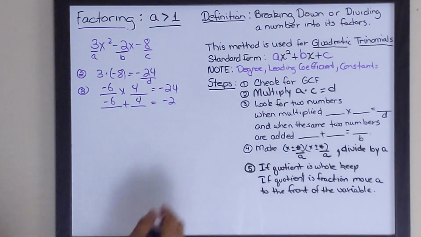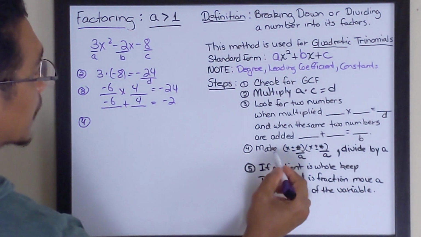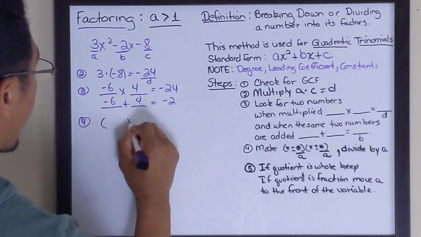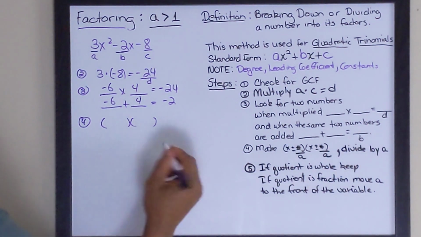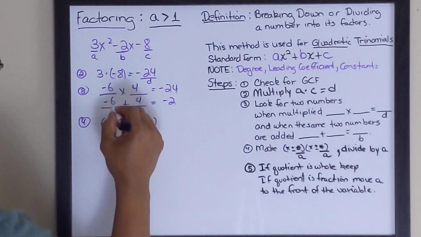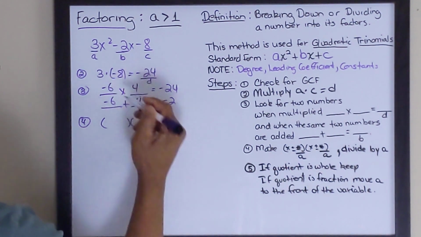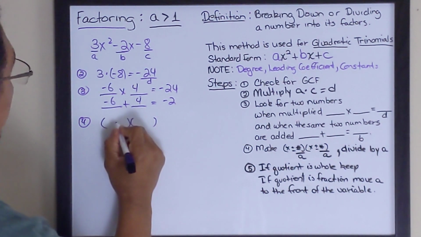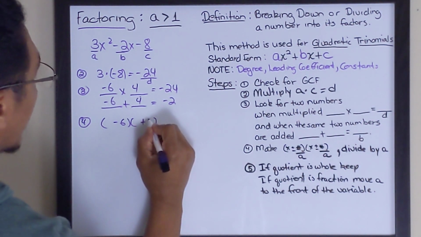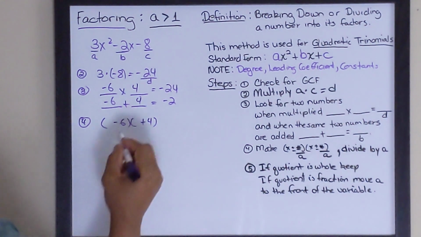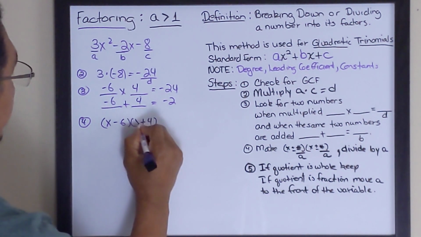Anyway, let's move on to step number 4. On step number 4, it says we're going to make two parentheses. If you don't understand what it's saying, we're going to make two parentheses, and the numbers that we found in step number 3 are going to go here. This is a negative 6, so we're going to say minus 6, and it's a positive 4, so we're going to add 4 over here. And the variable that we use in our problem is x, and that's what we're going to put here.